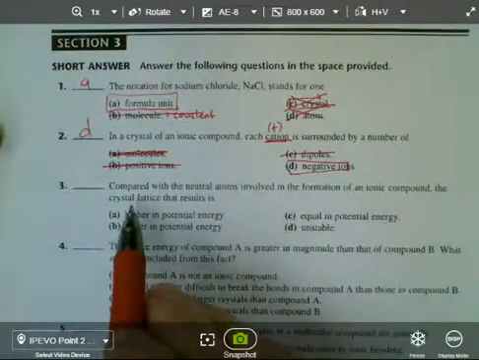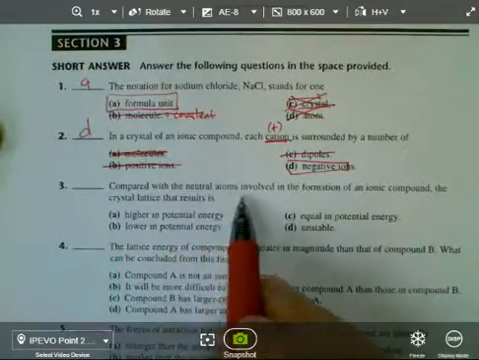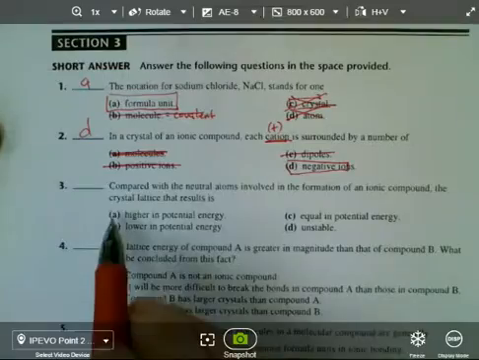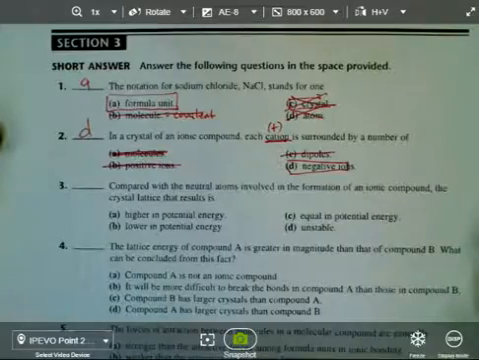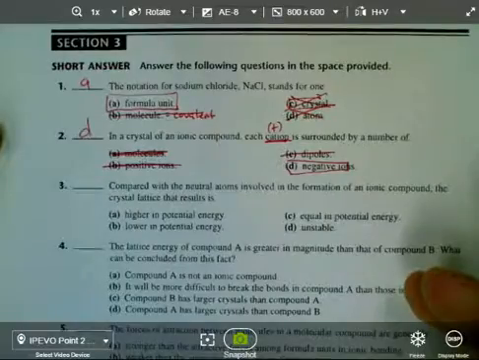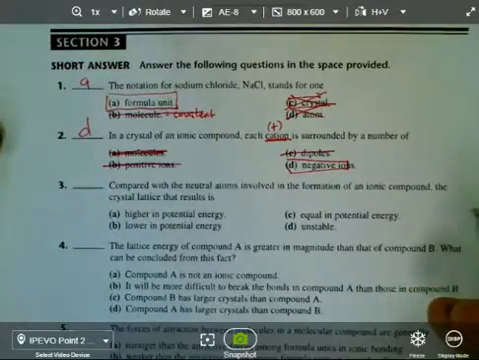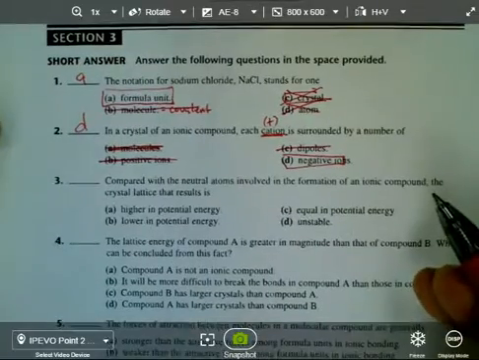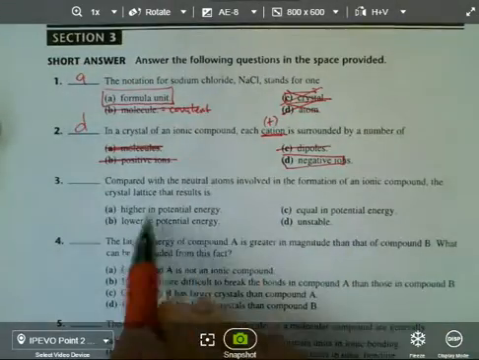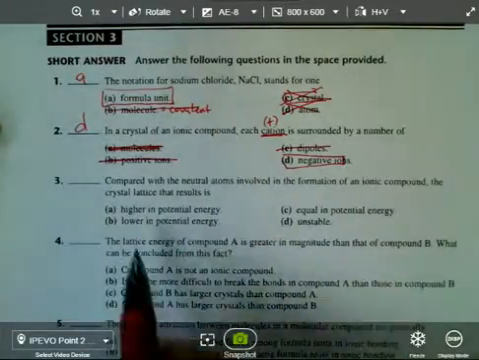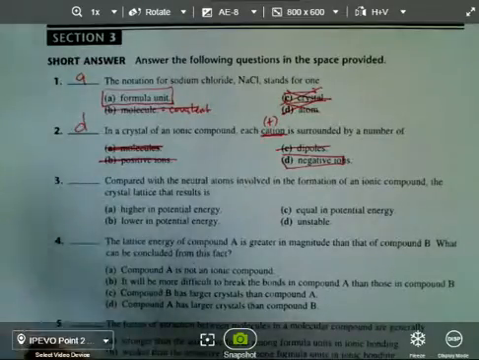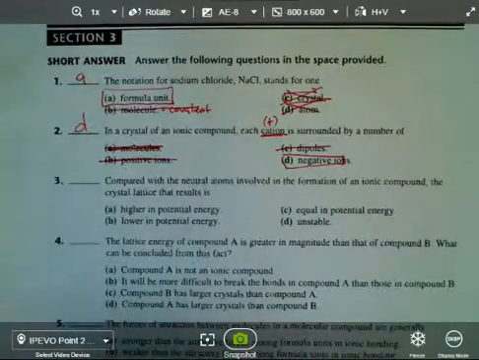Moving on to number 3. Compared with the neutral atoms involved in the formation of an ionic compound, the crystal lattice structure that results is, now again, I've said this a lot. Nature favors low energy arrangements. Low energy arrangements are supported or favored by nature. So the crystal lattice that results is, so what nature has done, this is the result. We had some sort of arrangement. Nature has done something to it. It's arranged these different ions in this crystalline structure.